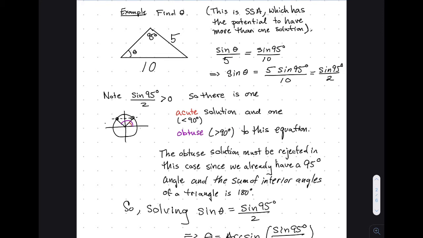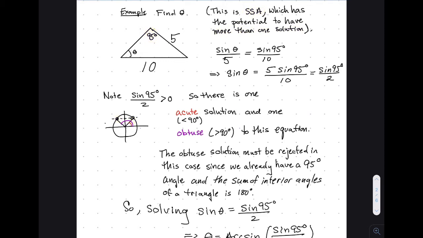So this is kind of the unit circle picture of this equation. There are two solutions. One is going to be bigger than 90 degrees, the other one's going to be less. Since we already have an obtuse angle, we have to ignore the obtuse solution to this equation. So even though this is a side-side-angle and could potentially have more than one solution, in this case, it has just the one.